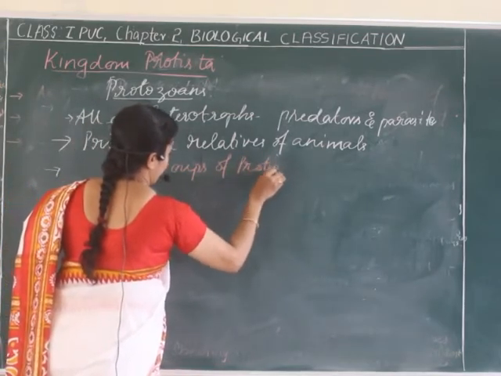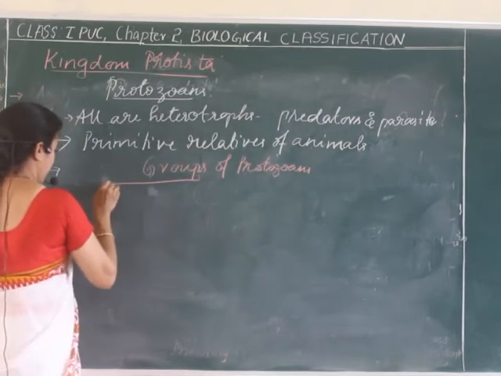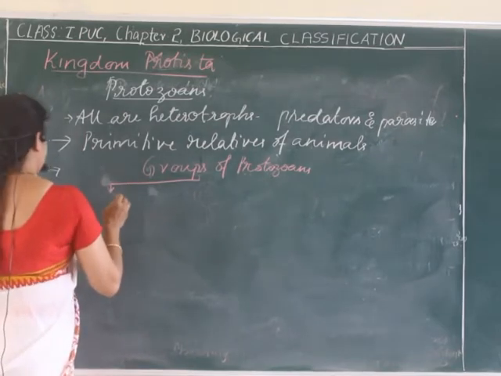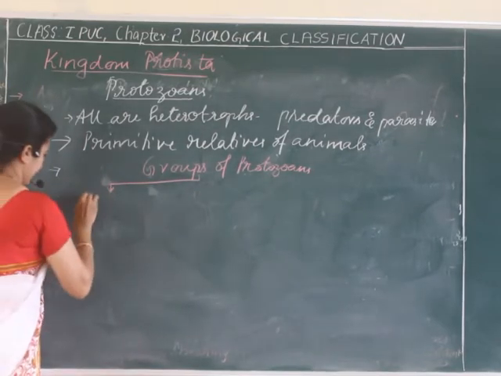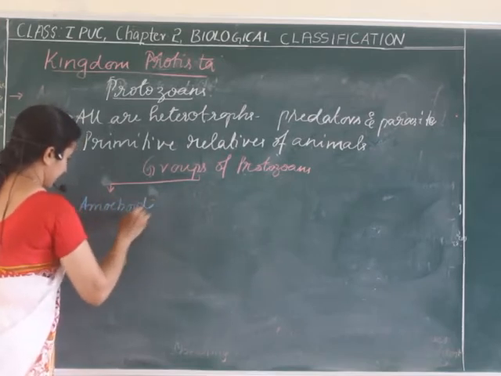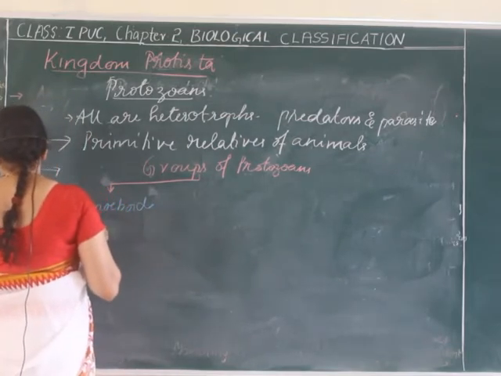What are the groups of protozoans? How many are there? There are 4 categories. What are those 4 categories? One is amoeboid protozoans. Then the next one is ciliated protozoans.